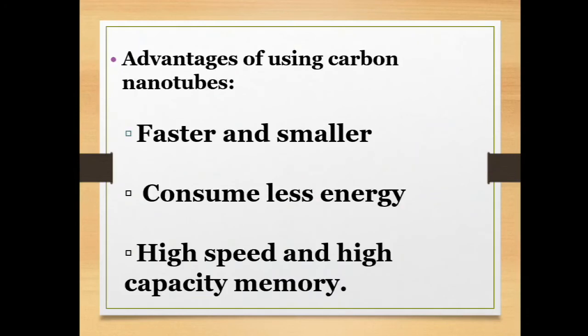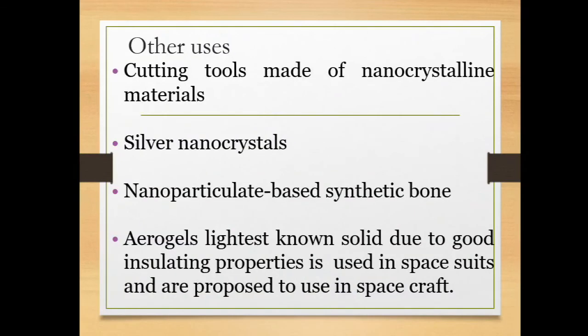Aside from this, we have the advantages of using carbon nanotubes. First, faster and smaller in the sense that carbon nanotubes can be used to produce smaller and faster components. This will also result in computers that consume less energy and high-speed and high-capacity memory that allows circuit to be more accurate on the atomic level. Other uses: cutting tools made of nanocrystalline materials such as tungsten carbide, tantalum carbide, and titanium carbide.